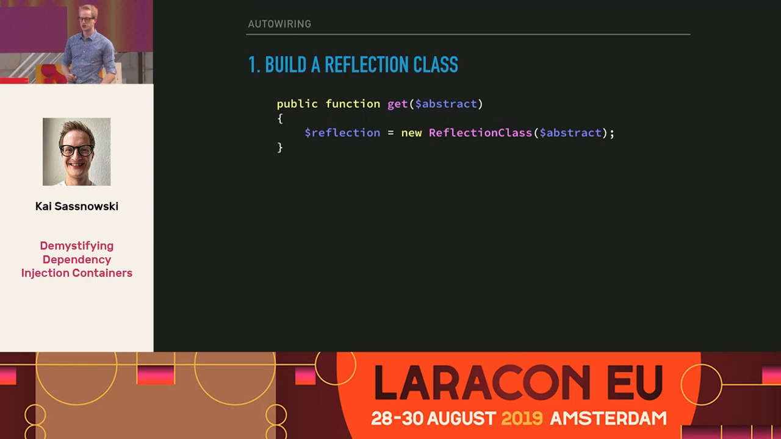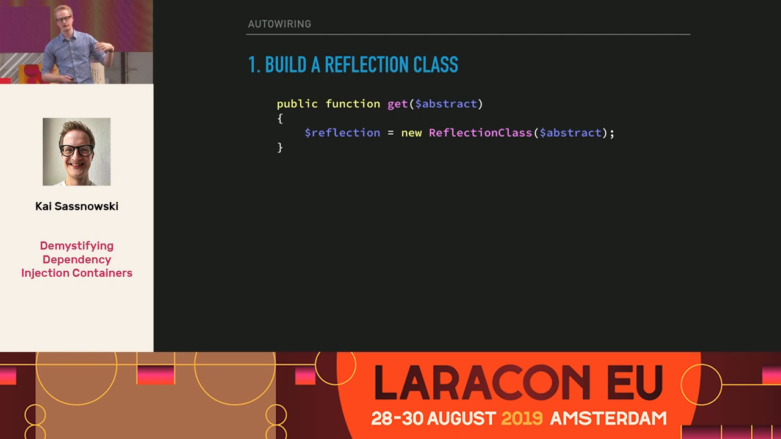We're going to change our container get method. Step one, create a reflection class. And don't worry if you're not too familiar with reflection. It's like turtles all the way down. You get back reflection classes and methods and reflection parameters. It's reflection everywhere. But it doesn't really matter. You will see just how you can use it. And it's kind of like an incidental detail. But you create a reflection class. And now the variable reflection contains an instance of a reflection class.